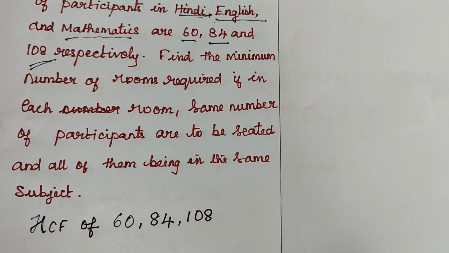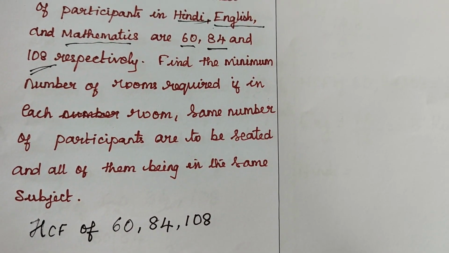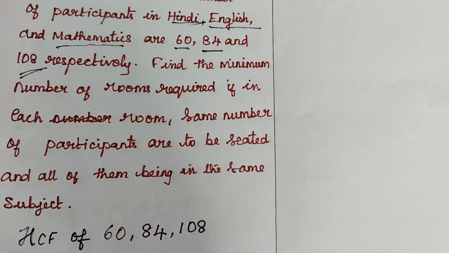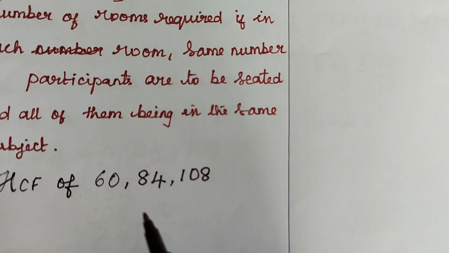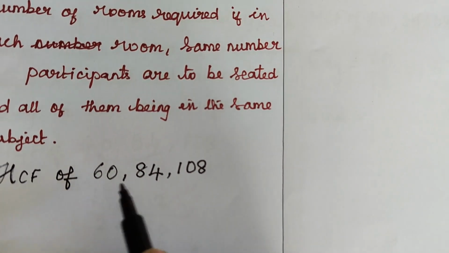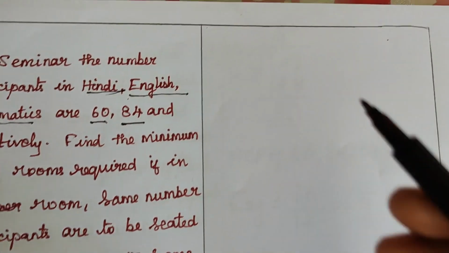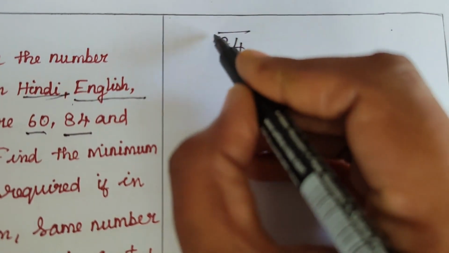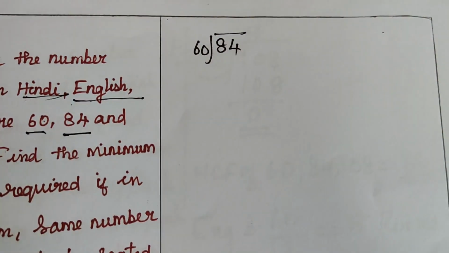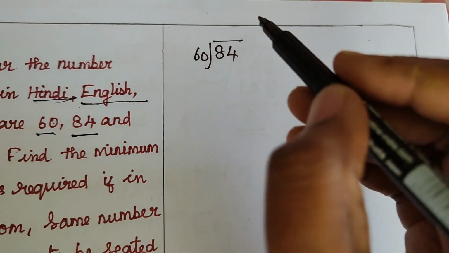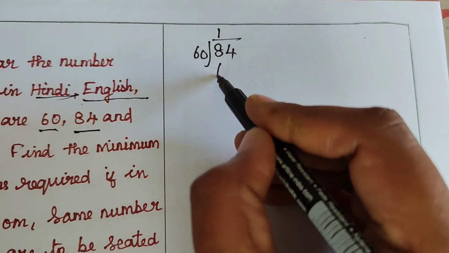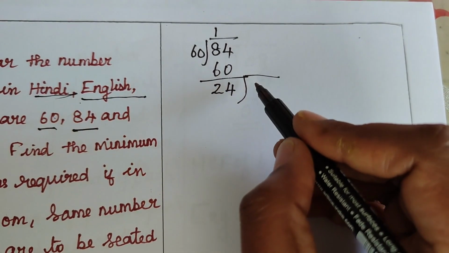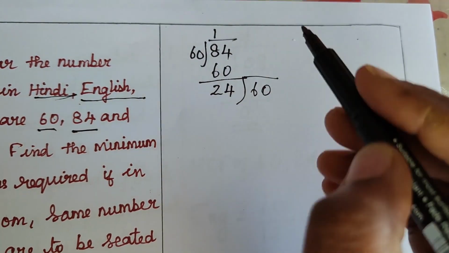Now we are going to divide each of these participants into an equal number in each group, so we need that common factor. Okay, I can find the HCF of 84 and 60 first. 84 is the bigger number, so 84 divided by 60. In 84, 60 goes one time, balance 24. 24 becomes the divisor, 60 becomes the dividend.